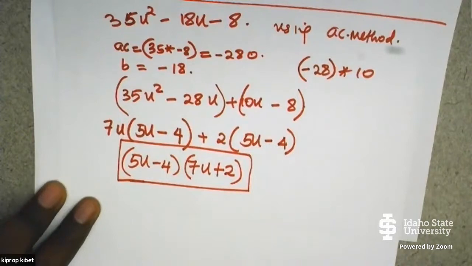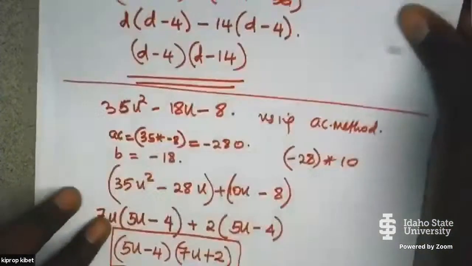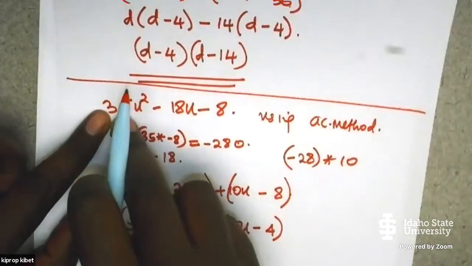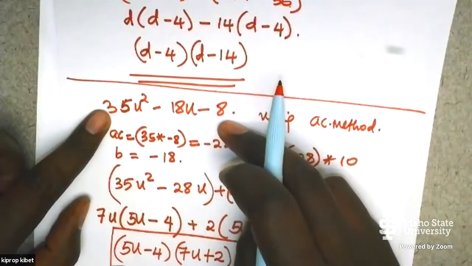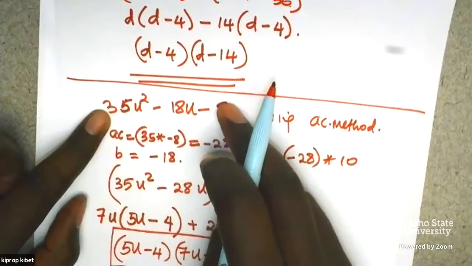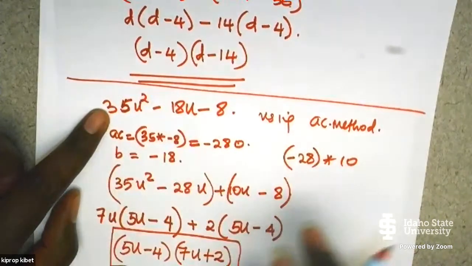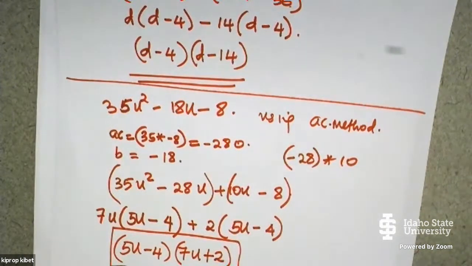Are we together? So you need to remember this. AC is 35 by 8, okay? 35 by 8. And then B is this. Then you need to get now the prime factors.